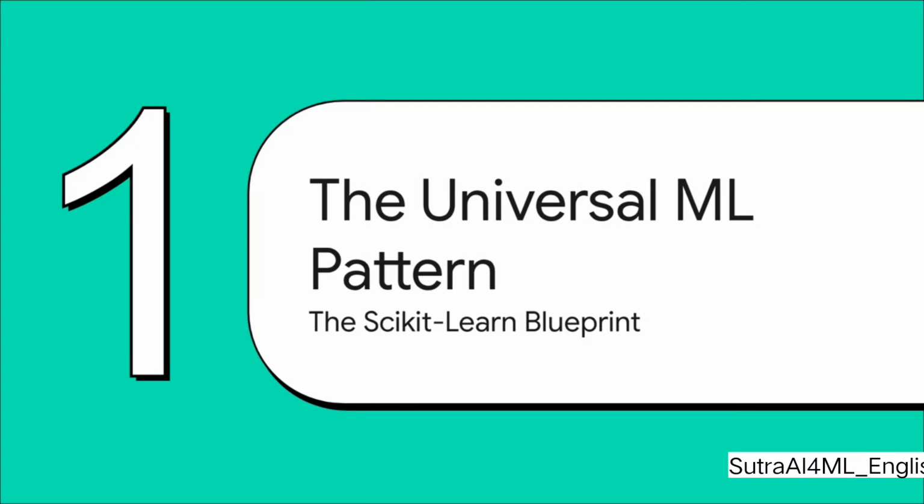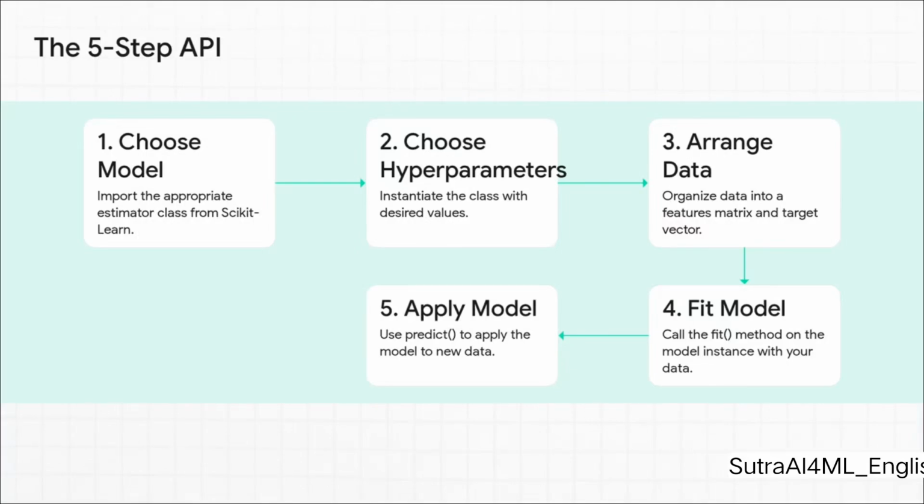It's fantastic. And that right there is the core idea of what we're talking about today. There's this universal blueprint, kind of a secret recipe for using almost any machine learning algorithm in Scikit-learn. And trust me, once you see it, you can't unsee it. Okay, so here it is, the 5-step pattern. It's actually really simple. 1, you choose a model. 2, you pick its settings. We call those hyperparameters. 3, you get your data ready, splitting it into features and a target. 4, you fit the model, which is just a fancy word for training it. And finally, step 5, you use that trained model to predict stuff. That's it, seriously. This is the blueprint for pretty much everything.